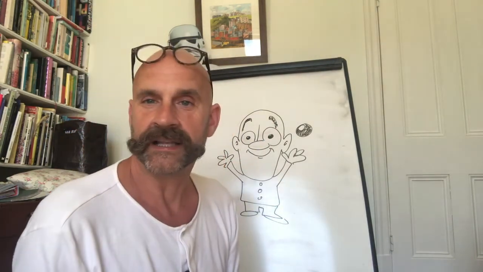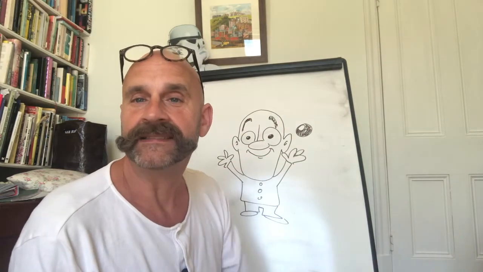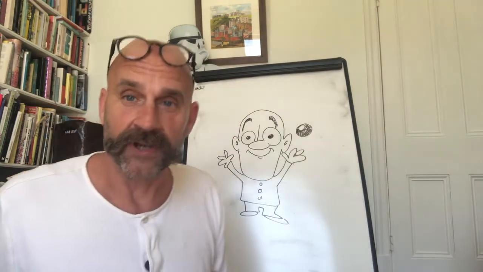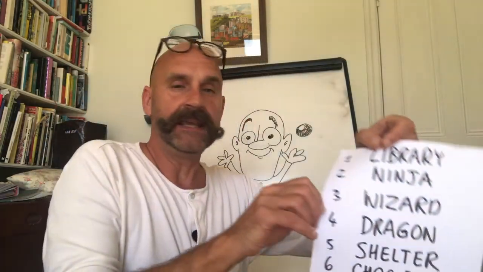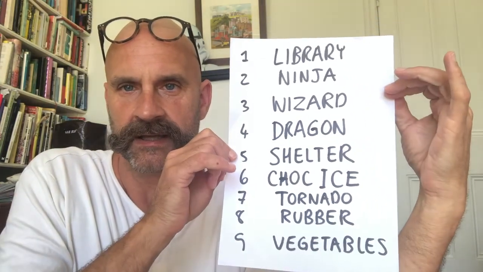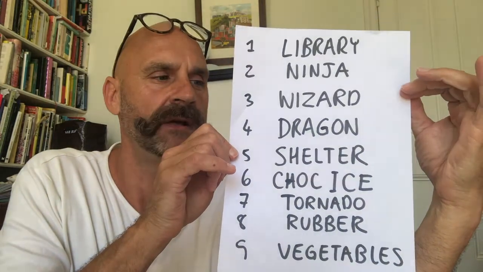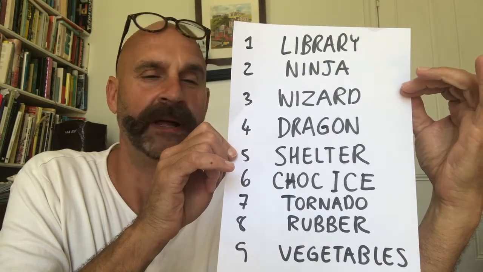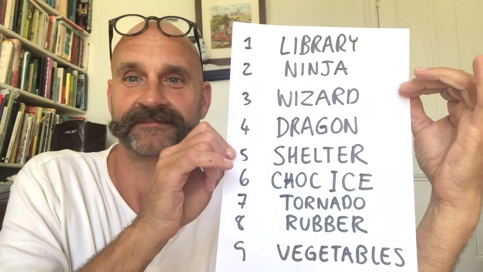How you draw is entirely up to you, and the point is to develop your own style as well. Okay, so just to recap before I say goodbye, these are the elements for your story. Okay, so it's library, ninja, wizard, dragon, shelter, chalk ice, tornado, rubber, and vegetables.